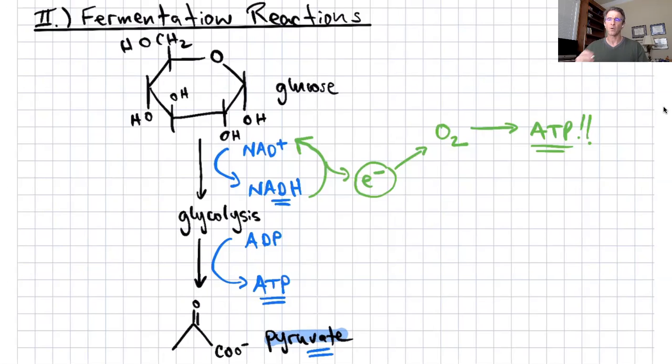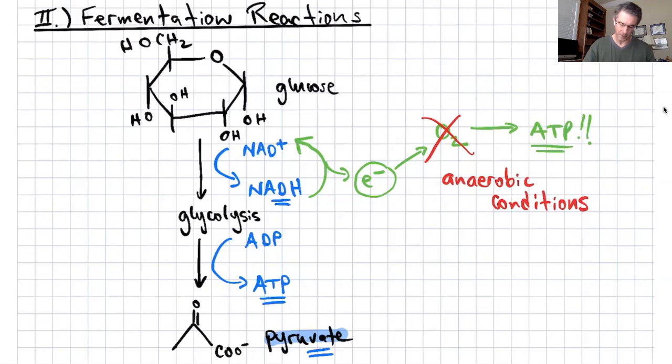So here's the question: what happens when you don't have any oxygen? And this isn't just an issue for microorganisms growing under conditions where there's no oxygen available, of which there are lots and lots of organisms that grow under so-called anaerobic conditions. You've got the same basic problem. You still have to run glycolysis. You don't have any oxygen. What do you do?